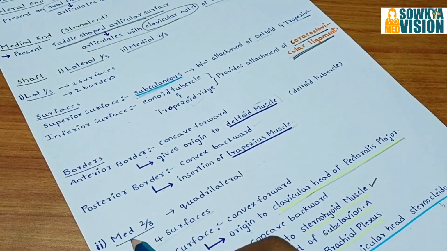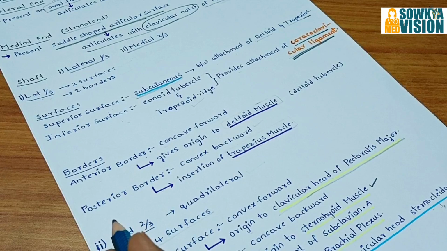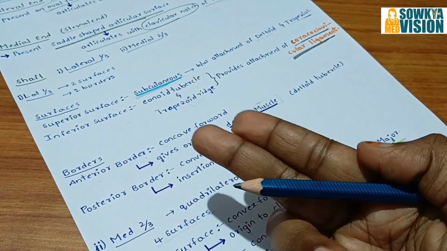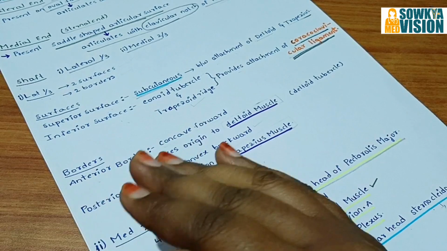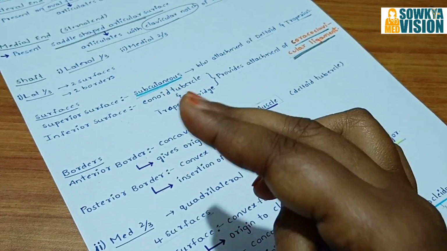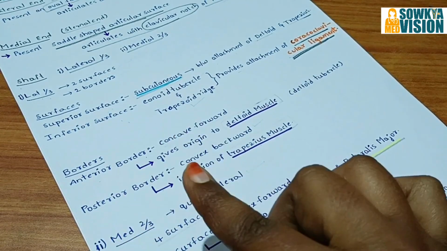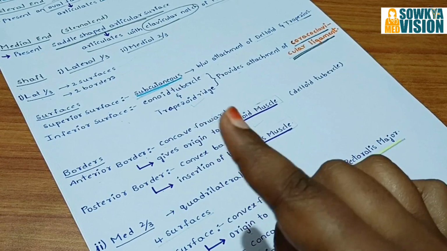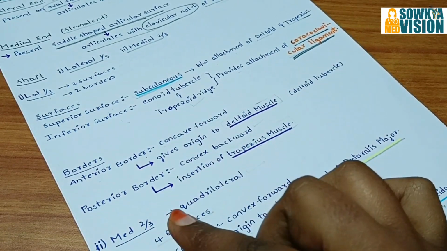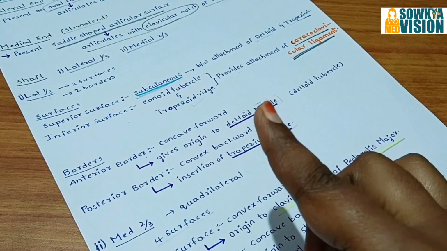And now the medial 2/3. We completed the lateral 1/3, containing two surfaces and two borders: superior surface, inferior surface, anterior border, posterior border. The superior surface and anterior border give origin to the deltoid muscle. The inferior surface and posterior border give insertion of the trapezius muscle.